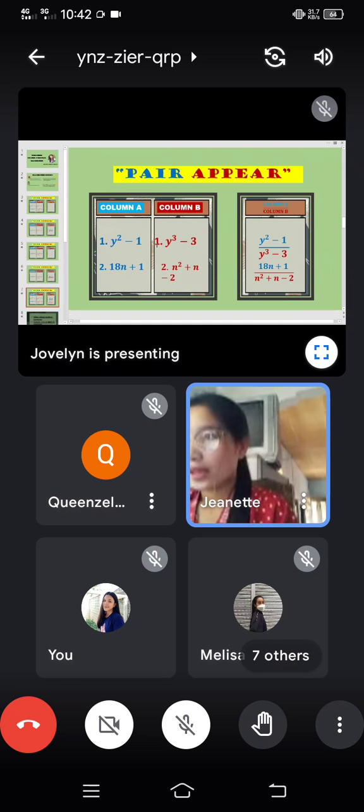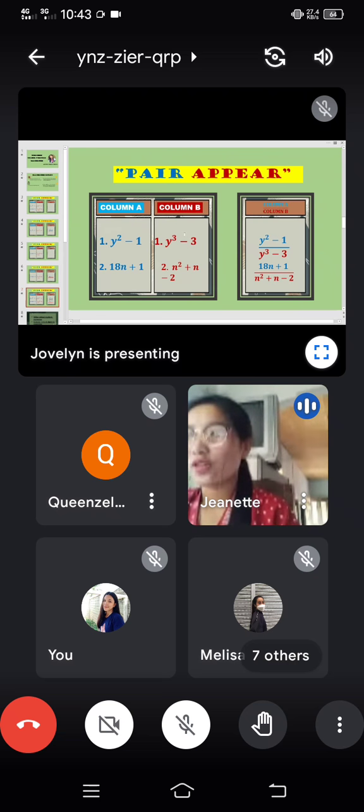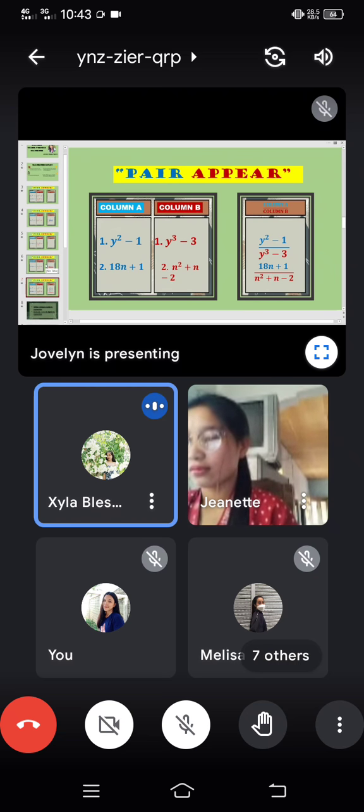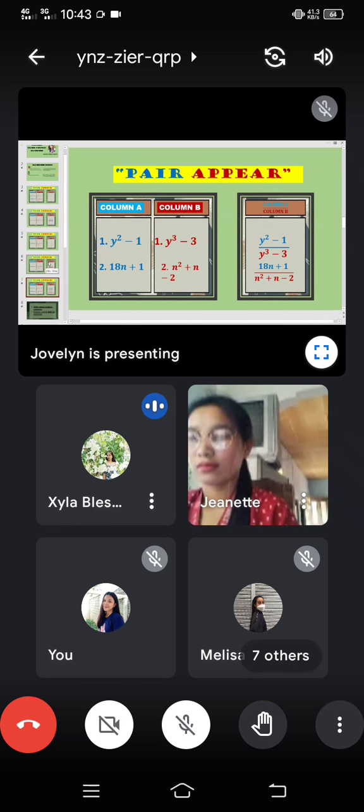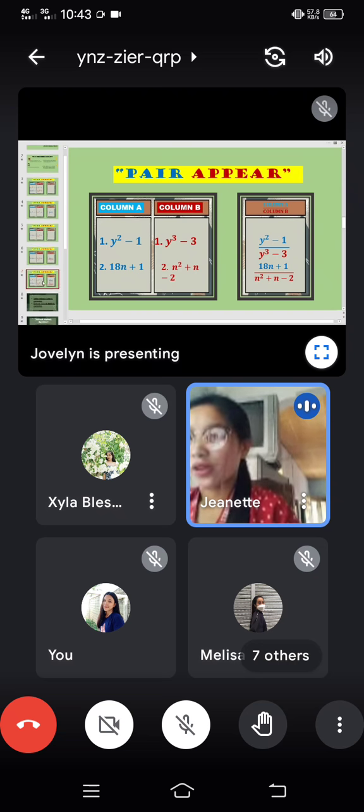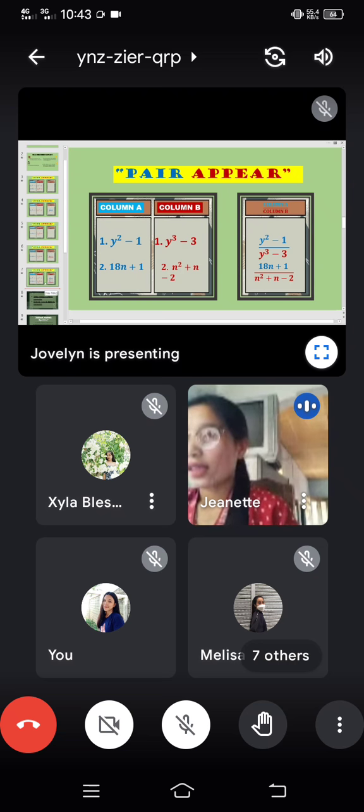So now, here are the expression forms. What have you noticed in the numerator and denominator of the expressions? Agabon, do you have any idea? Yes, ma'am. The numerator and denominator of the expressions are all polynomials. Very good. That's correct. So now, our activity is the foundation of our topic for today.